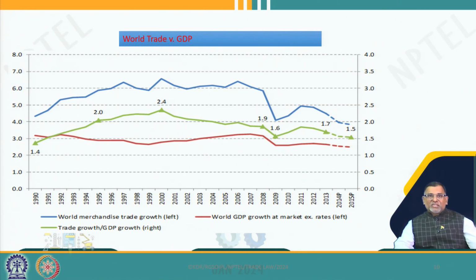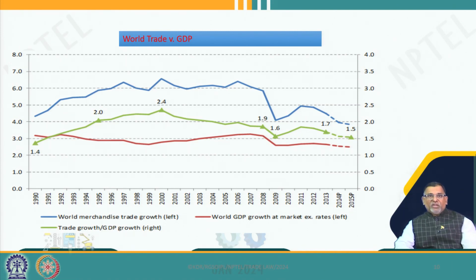When we look into the merchandise trade growth, you can see that from 1990, we are taking 1995, the WTO came into existence. You can see a substantial increase in merchandise trade from 1995, and the world GDP also. But compared to that, look at the green line, which shows that from 1995 onwards there is a sudden surge. If you take the period 95 to 2000, it goes from 2 to 2.4, an increase in the world trade growth or GDP growth.